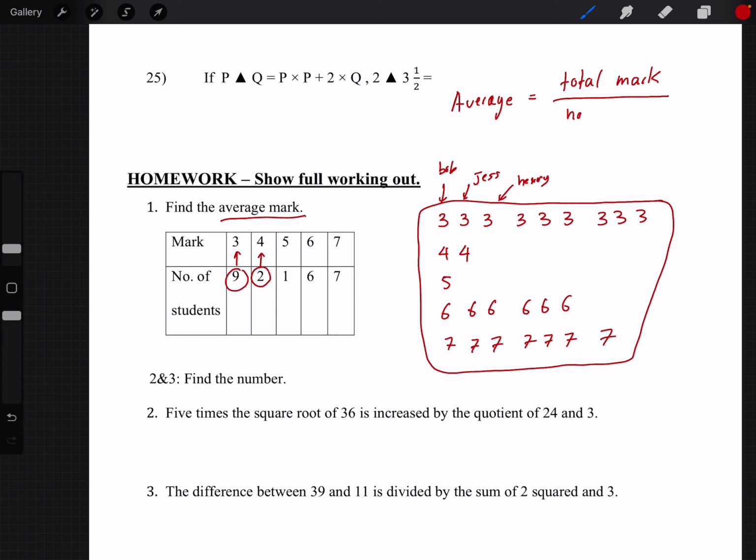So how many marks are there? Well, I'll just count it with the blue. 1, 2, 3, 4, 5, 6, 7, 8, 9, 10, 11, 12, 13, 14, 15, 16, 17, 18, 19, 20, 21, 22, 23, 24, 25. So therefore, you divide it by 25. And if you want to find a total, just add all these marks together. You can just go 3 plus 3 plus 3 and so on.